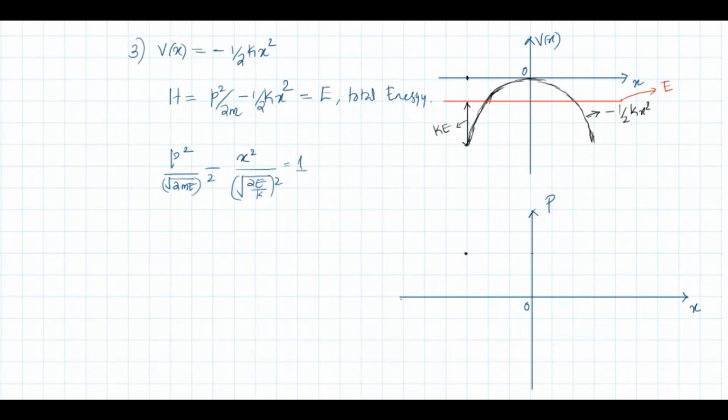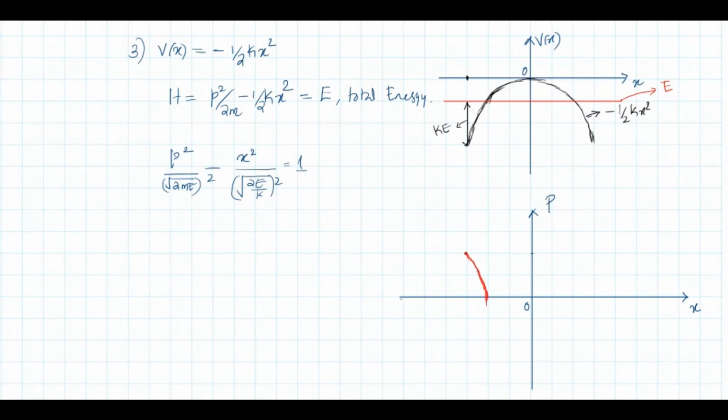As x increases in this direction, the kinetic energy goes on decreasing. The height between the total energy curve and the potential energy curve goes on decreasing, up to this point. At this point the difference becomes 0, that is, kinetic energy becomes 0 and momentum becomes 0. So this momentum started from this value, will go like this, decreasing and becoming 0.